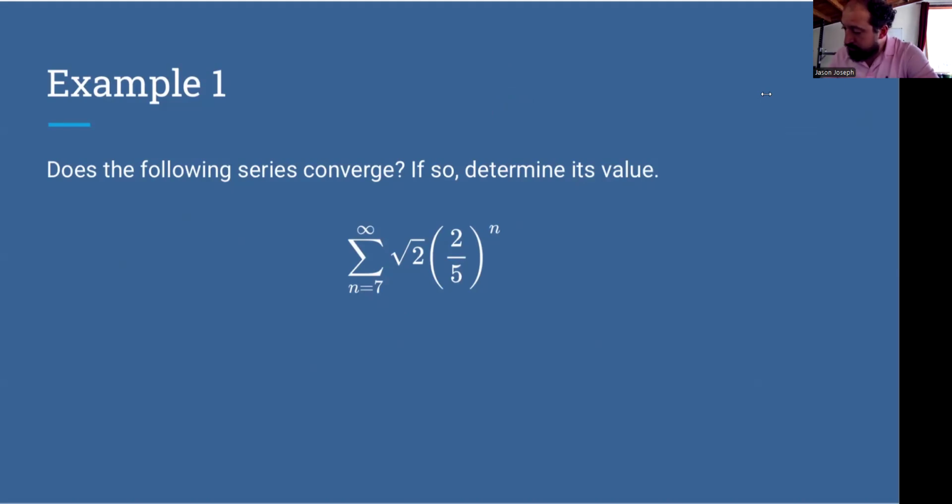And my screen is having a hard time here. One second. All right, there we go.